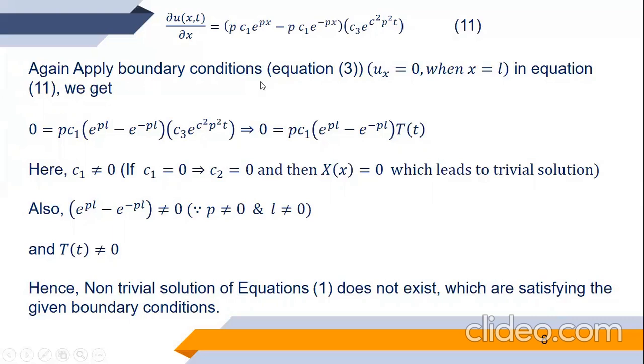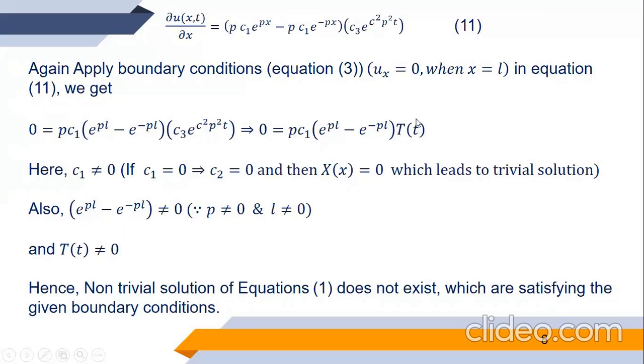So again applying the boundary condition equation 3, the boundary condition is u x is equal to 0 when x is equal to L. So we input both values in equation 11. So this term is equal to 0. So 0 equals p c1, x is replaced with L, e raised to pL minus e raised to minus pL, in this term c3 e raised to c square p square t. So implies 0 is equal to p c1 (e raised to pL minus e raised to minus pL) times this term, which is the T of t.